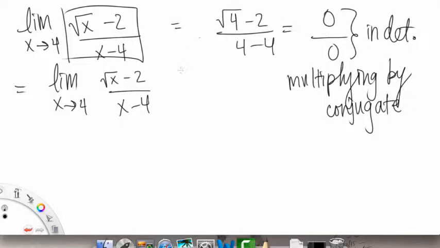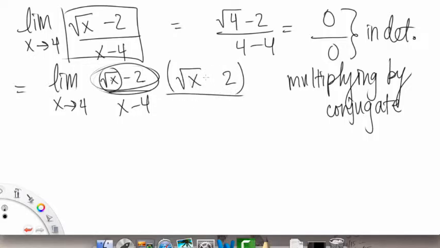Okay, so what we're going to do is rationalize the numerator, because we want to get rid of this square root here. That's what we're aiming to do. So we're going to multiply by the conjugate, which means you have the same terms. We're going to copy down the square root of x and the 2, but we're going to change the sign before the constant number. Instead of a minus, it'll be a plus. And then we're going to multiply both top and bottom by this conjugate.